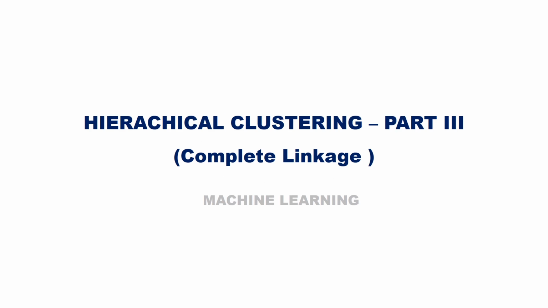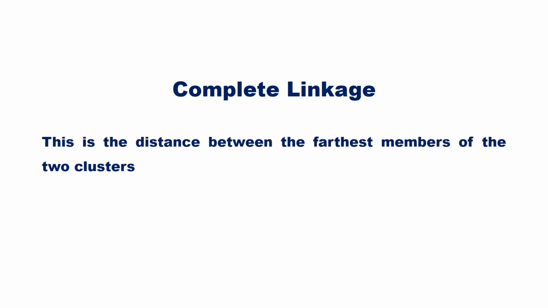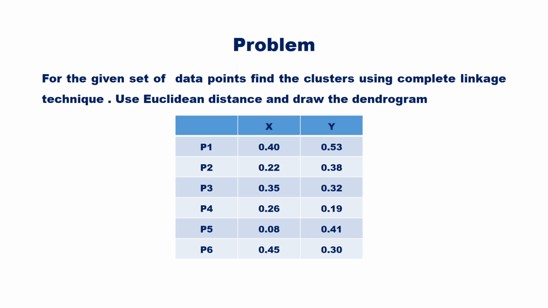In this video, let us discuss hierarchical agglomerative clustering using the complete linkage method. In the previous video, we have seen that in complete linkage, the intercluster distance is the distance between the farthest members of the two clusters. Let us see an example. For the given set of data points, find the clusters using the complete linkage technique. Use Euclidean distance and draw the dendrogram.